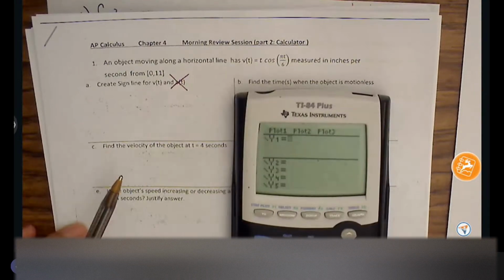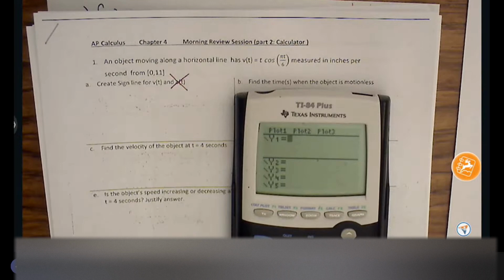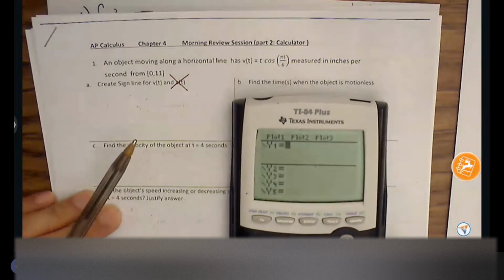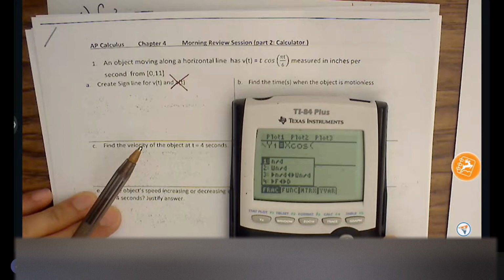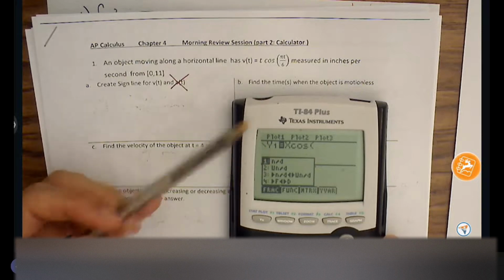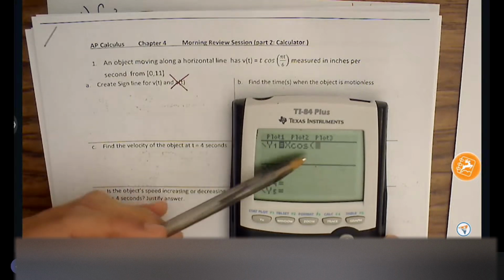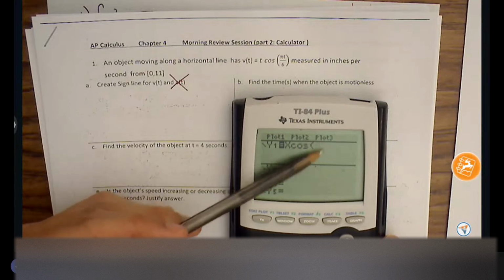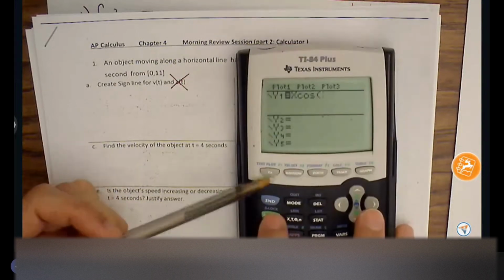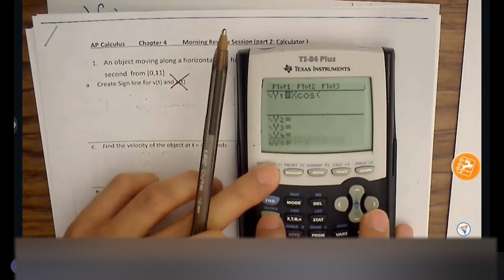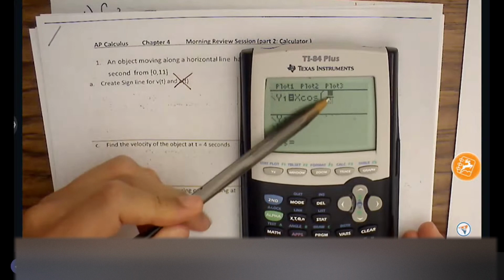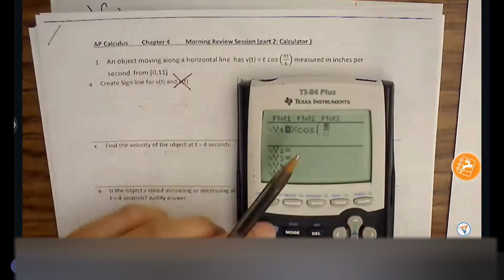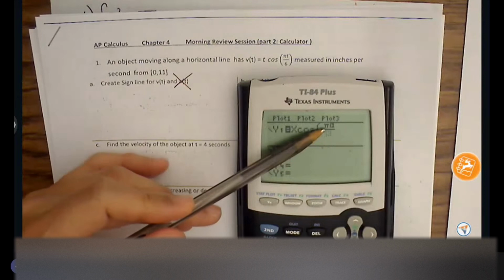Okay, so go ahead and put this velocity function into the 84. Oh, and then on some of the calculators, you can get to the fractional math print if you do alpha y equals. You get to that n over d, that nice math print. Okay, pi t over 6. Remember, we're always using the variable x.